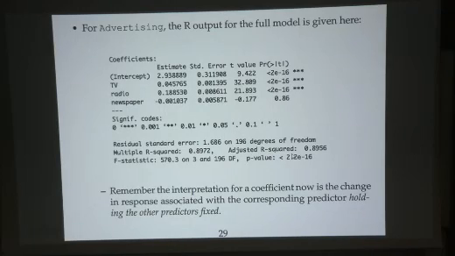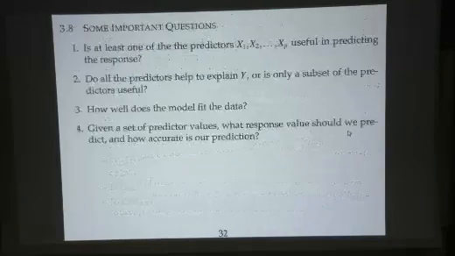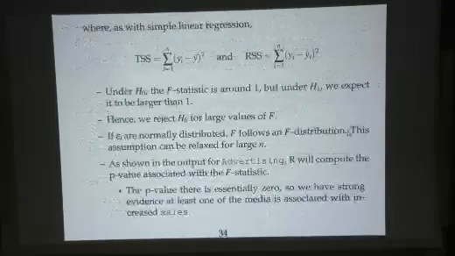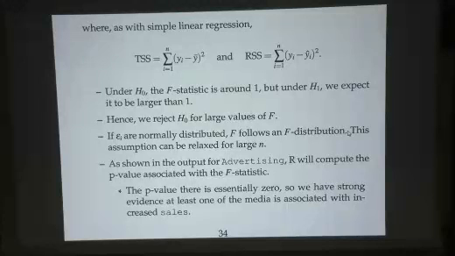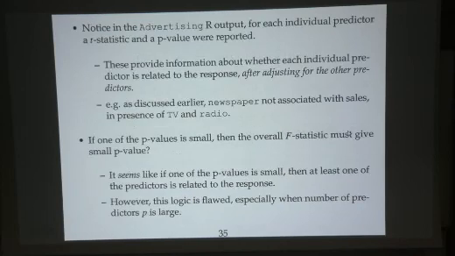In this case, this means that at least some of the predictors, TV, radio, or newspaper, have some effect on the sales. H naught is that sales is independent of TV, radio, and newspaper, and H1 is that at least some of them have some influence. The p-value is essentially 0, very close to 0. So we have strong evidence that at least one of the media is associated with increased sales.